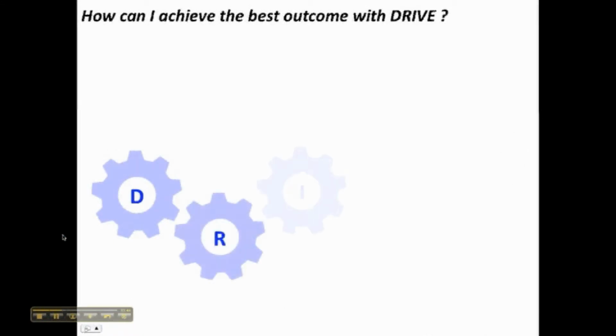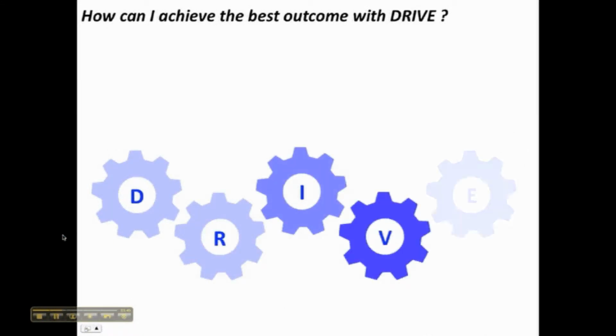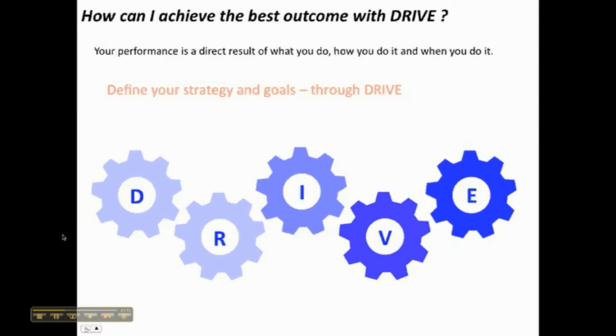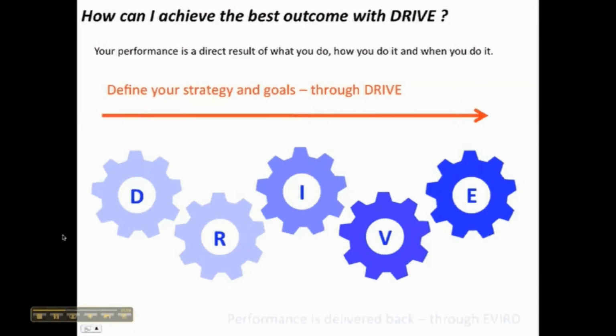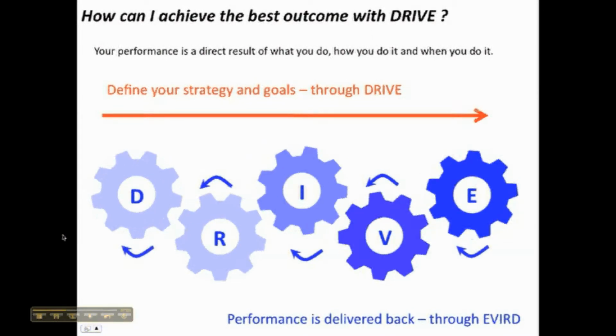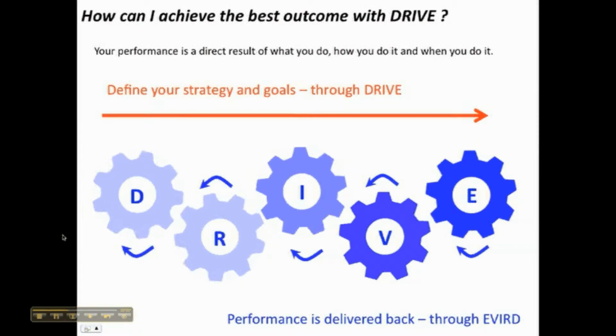So how can you achieve the best outcome for your business or your organisation with DRIVE? Well, we're going to use a series of cogs to explain how your organisation is interlinked. So first of all, we're going to define the strategy and the goals through DRIVE, but in order to deliver an improved performance, we're going to do it back the other way, and we're going to do that by investing in the evolution engine and using that to drive everything else forward.